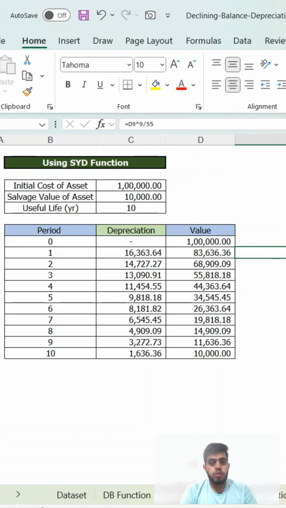So this is pretty much all about the formulas that are there in MS Excel 365 so that we can compute our depreciation very easily.